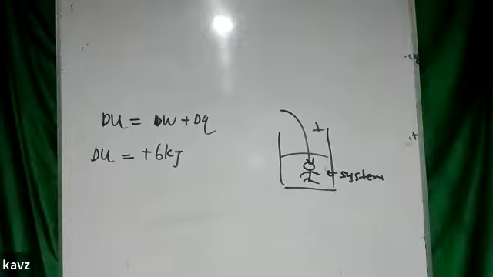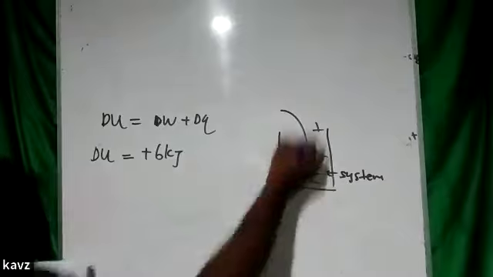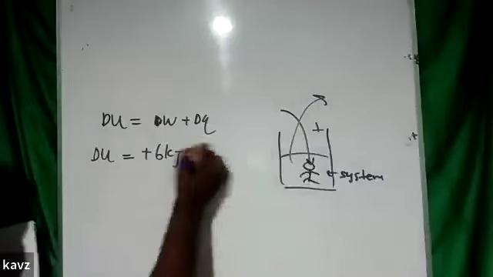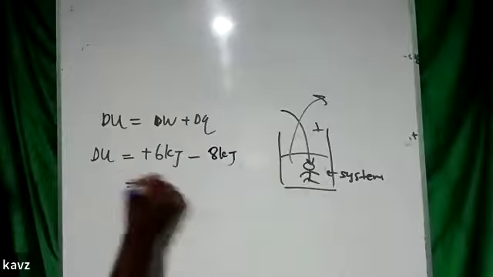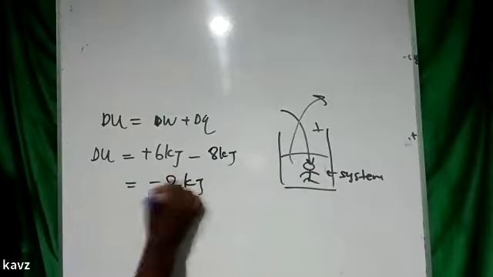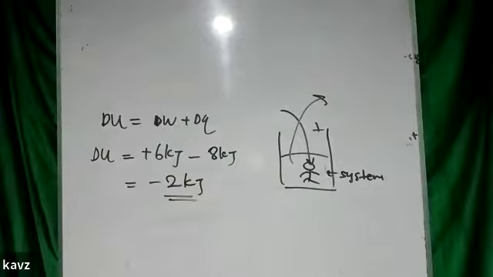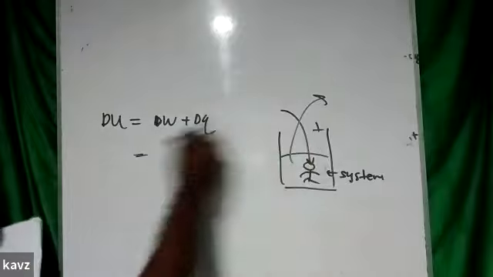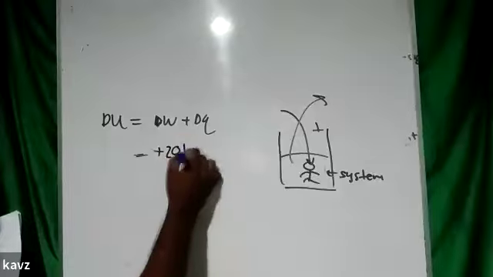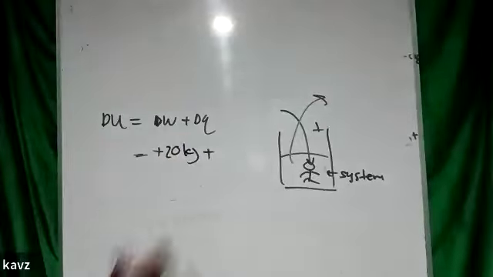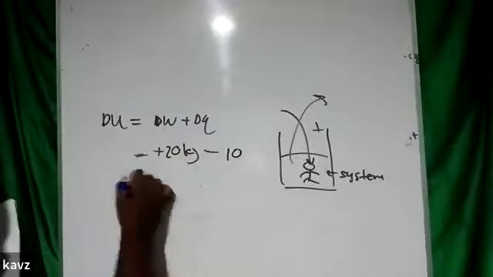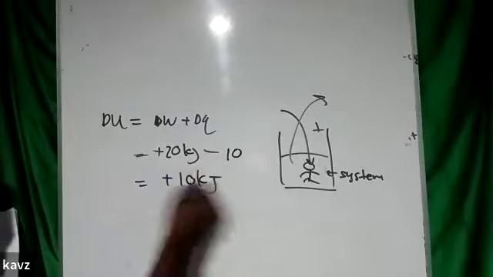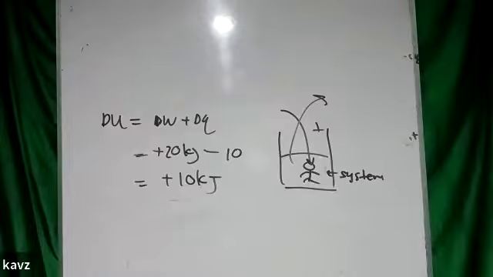Delta Q evolves means release. That means out of the system, minus 8 kJ. Then the final answer is minus 2 kJ. Easy. Second one: 20 kilojoules of work is done on the system, again this equation. Work done on the system, so work is positive. It evolves 10 means release 10. Final answer plus 10 kilojoules. Third one.